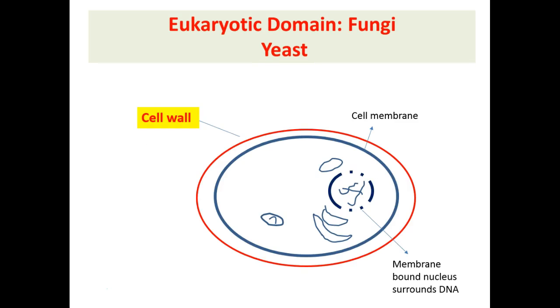Yeast cells are eukaryotic cells. Therefore, they will have a membrane-bound nucleus and membrane-bound organelles. Yeast cells, like all cells, have a cell membrane. Superficial to the cell membrane, yeast cells also have a cell wall.